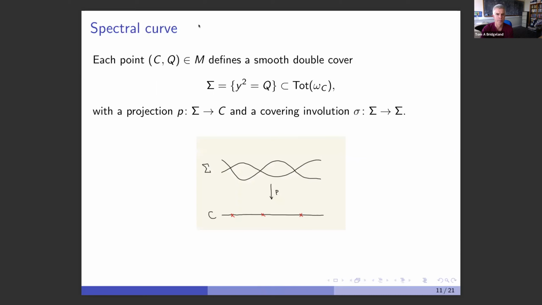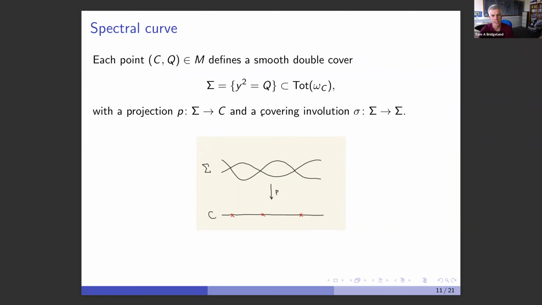So the first basic thing that you do is that for each point here, you can define some other Riemann surface, which is the double cover of C branched along the zeros of your quadratic differential. So locally, it's given by this equation. Well, actually globally, it's given by this equation inside the total space of the canonical bundle. So here's an artist's impression of this double cover. Here are the zeros of your quadratic differential, and it's branched at those points, basically. And you have a covering involution swapping the two sheets.